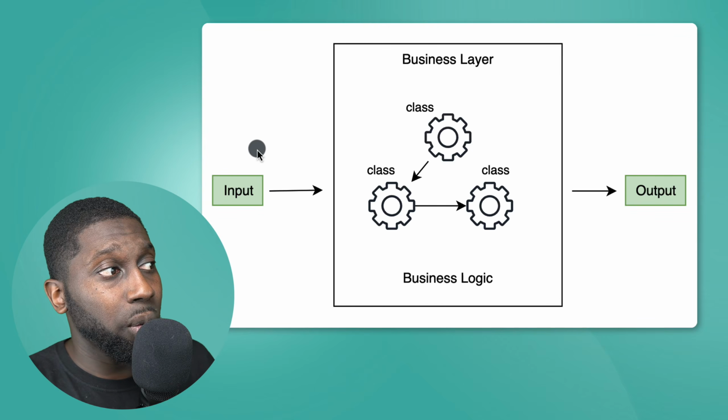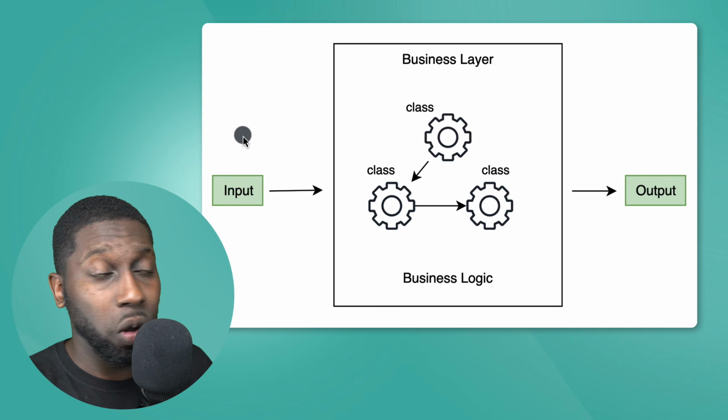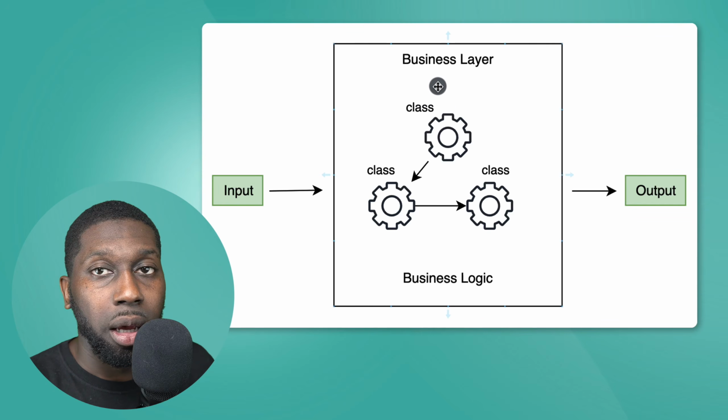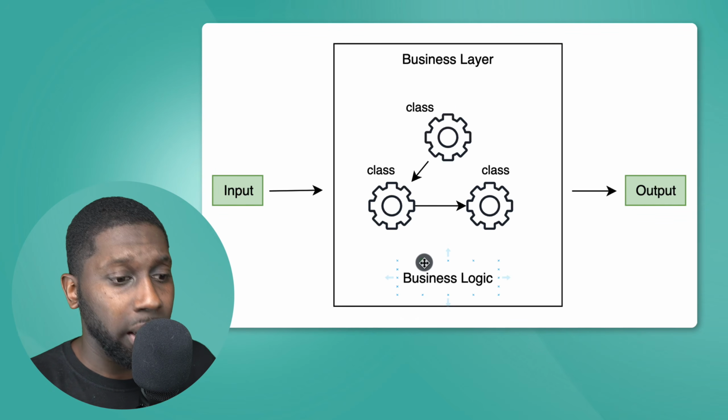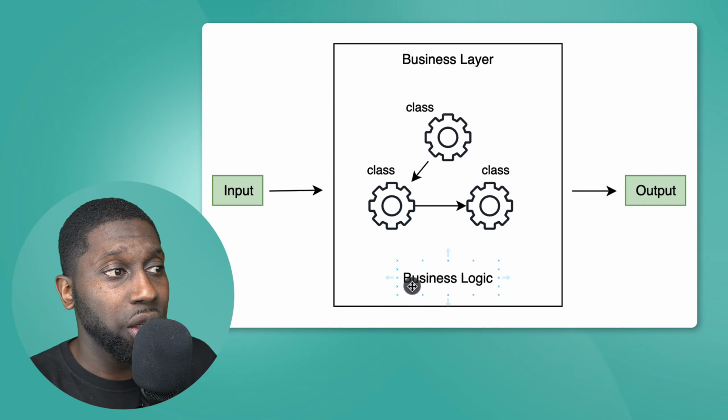And then the input comes from the presentational layer, and the business layer is pretty much the business logic. So if you take, for example, customers, you want to register a customer.